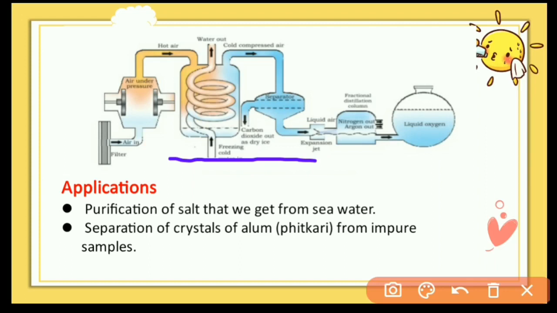So first of all, for obtaining liquid gas, the air is compressed by increasing pressure and decreasing temperature to obtain liquid air. This liquid air is allowed to warm up slowly in a fractional distillation column, where the gases get separated at different heights depending on their boiling points, and we get liquid oxygen in this way.